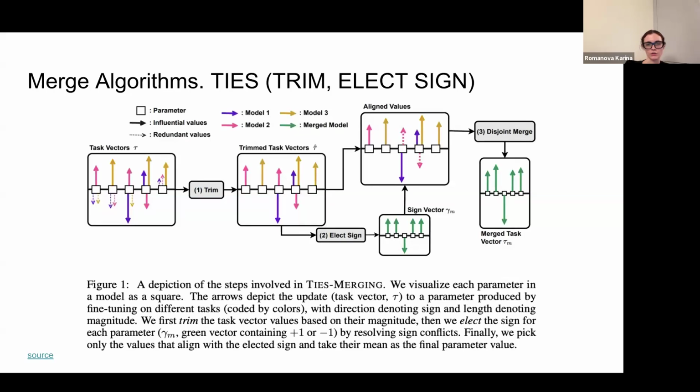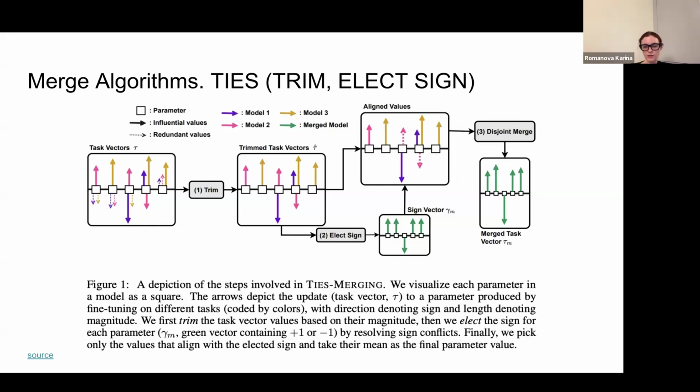Here's a visualization of how TIES is working. The TIES algorithm operates on the principle that not all parameters in a neural network contribute equally to its performance. By identifying and retaining only the most influential parameters, TIES effectively reduces the complexity of merged models without sacrificing accuracy. This selective retention aligns with the concept of model pruning, where less important parameters are removed to improve efficiency.